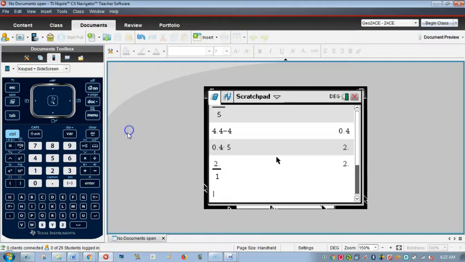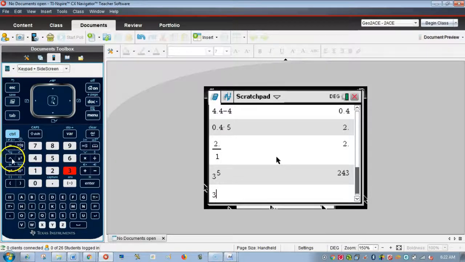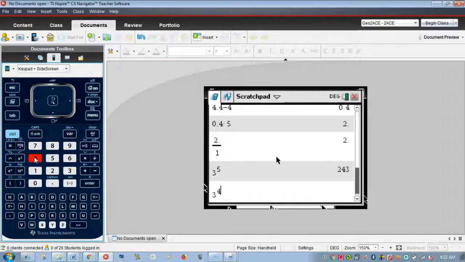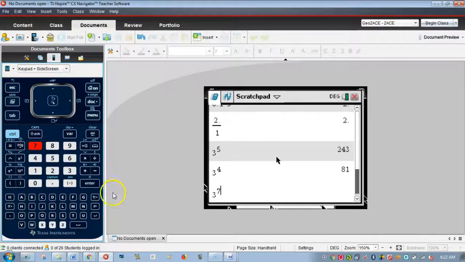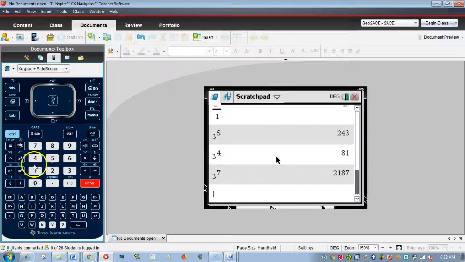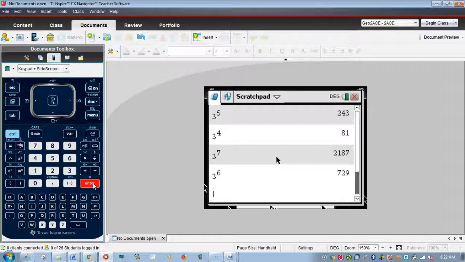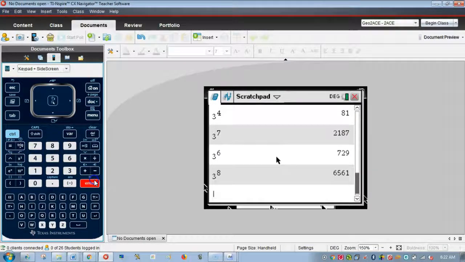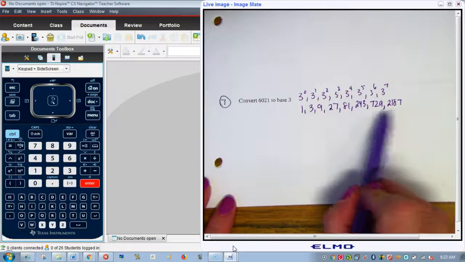If you don't know them, again, I'm just sitting here working them out. 3 to the fifth, 3 to the sixth, 3 to the seventh. I skipped 3 to the 6th. So the 5th is 243, the 6th is 729, the 7th is 2187, 3 to the 8th is 6561. Now 6561 is bigger than this number, so I don't need to go out any farther.